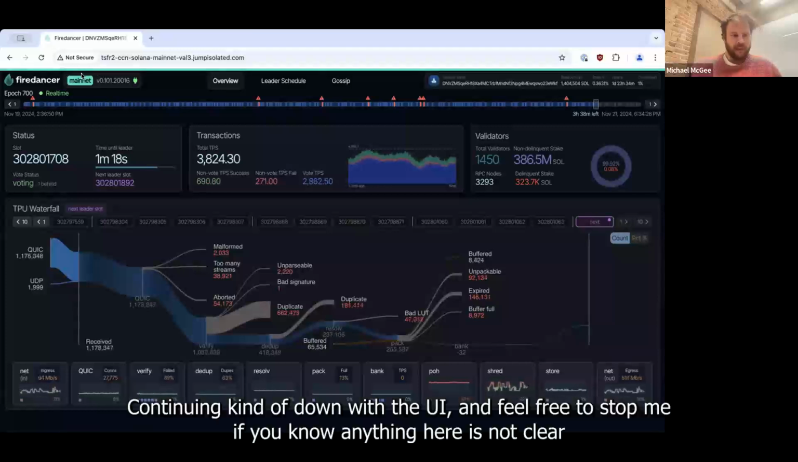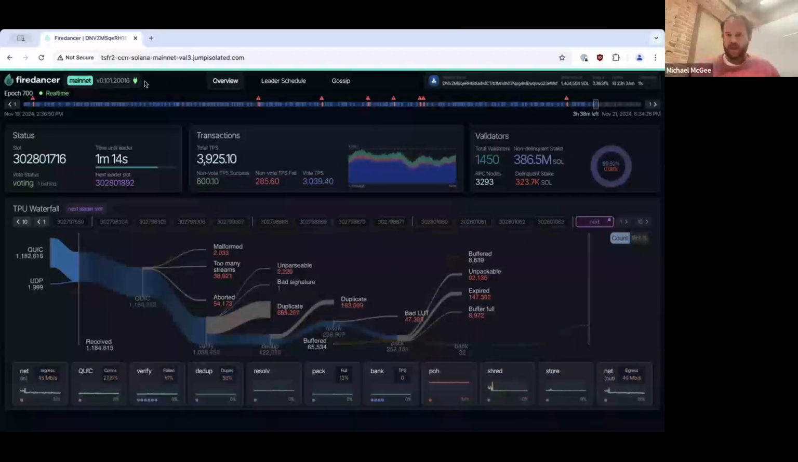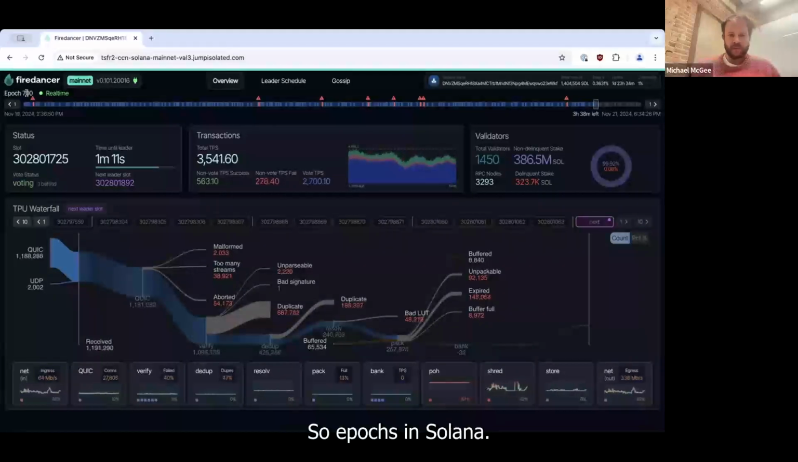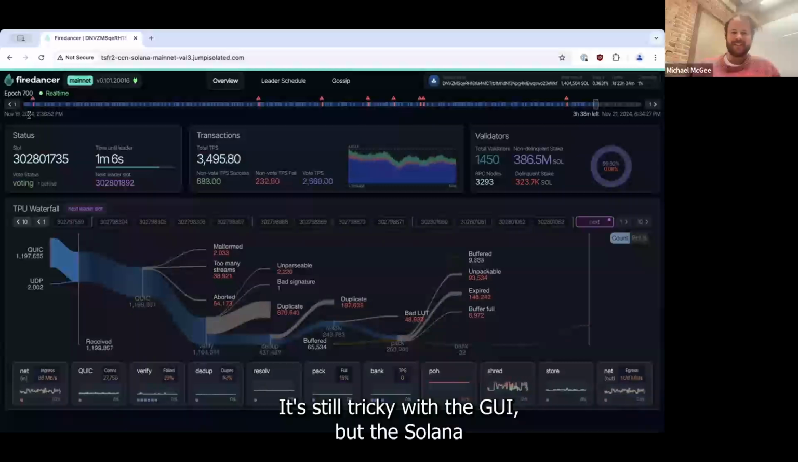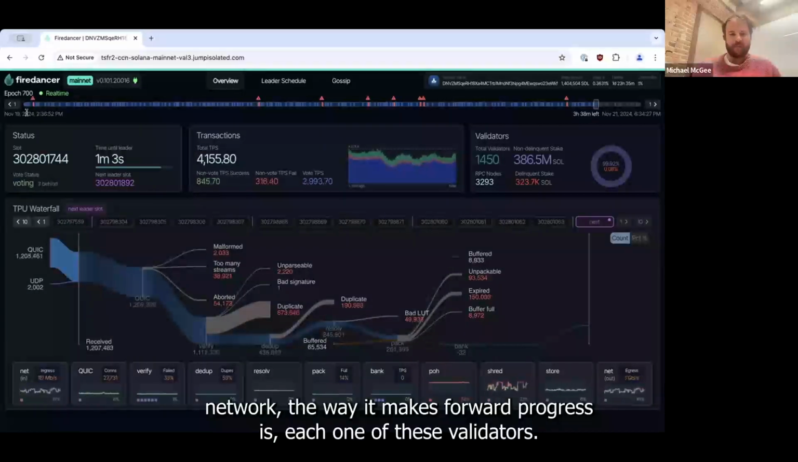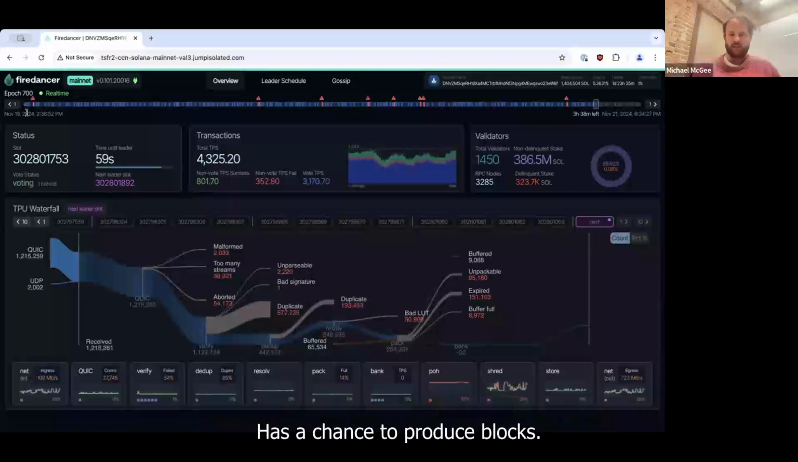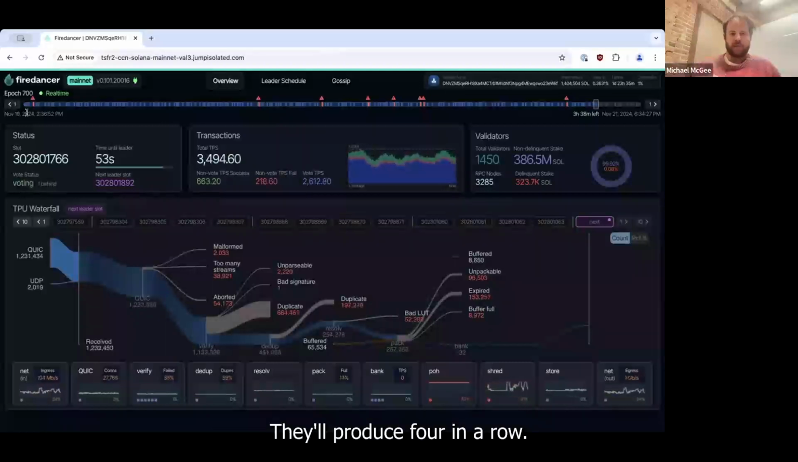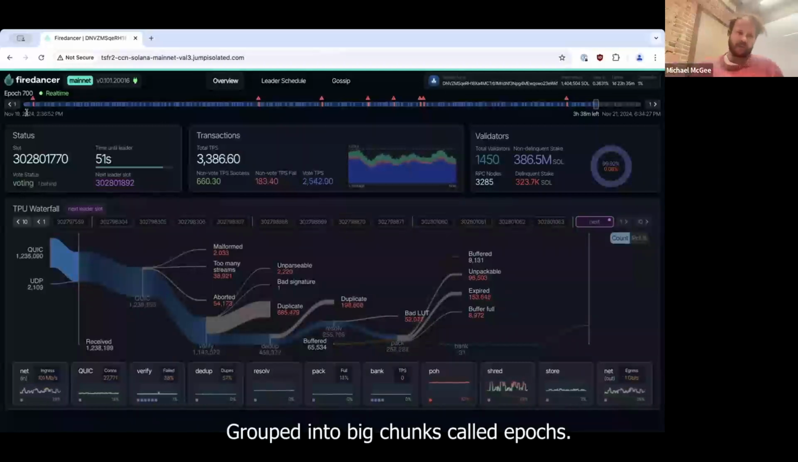validator. Continuing down with the UI, and feel free to stop me if anything here is not clear. We're showing the epoch. Epochs in Solana are a little hard to describe without the GUI. Still tricky with the GUI, but the way the Solana network makes forward progress is that each one of these validators has a chance to produce blocks. They'll produce 4 in a row. The blocks are grouped into big chunks called epochs.